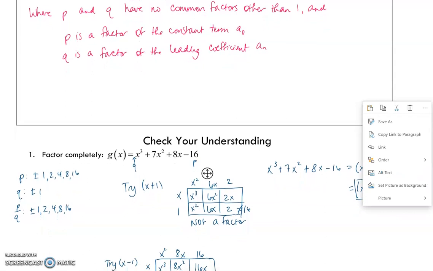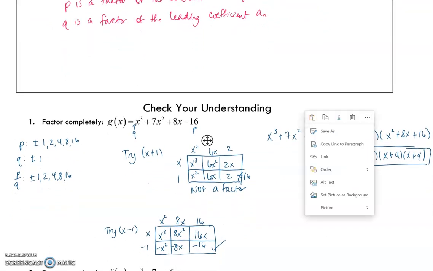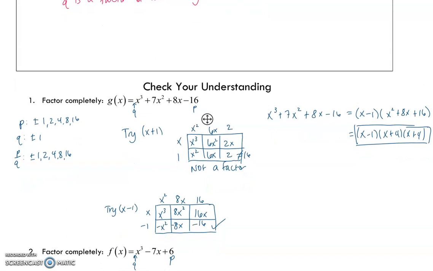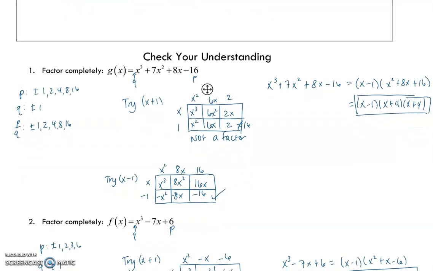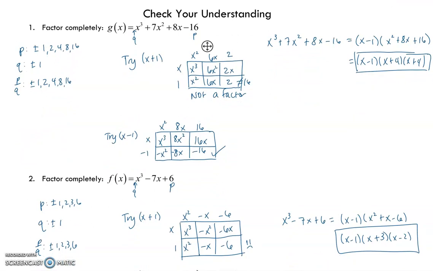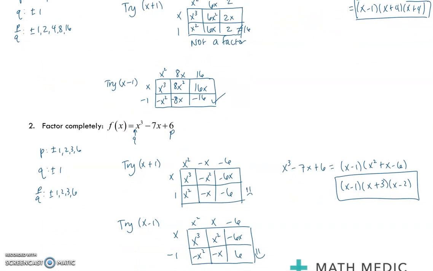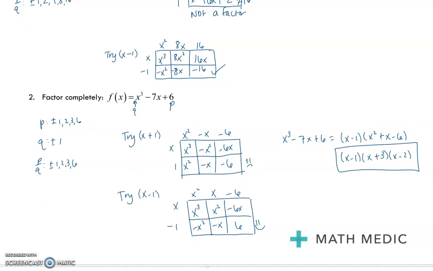I tried x plus 1 first. It didn't work. I tried x minus 1. That one did work. So then once I factored it down, I had a quadratic that I could easily factor. So this is the factored form of the first one, x minus 1 times x plus 4 times x plus 4. Number 2, factors of 6 are just 1, 2, 3, and 6 over the factors of 1. So 1, 2, 3, 6. I tried x plus 1. Didn't work. Tried x minus 1. Yay, it does work. Again, you're back to another quadratic that you can easily factor to x minus 1 times x plus 3 times x minus 2.